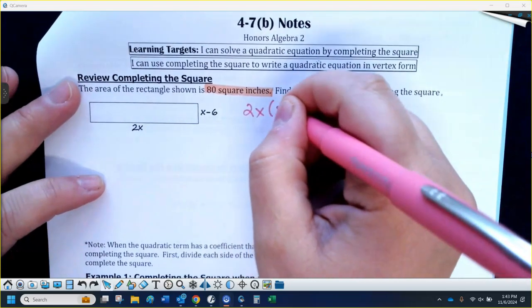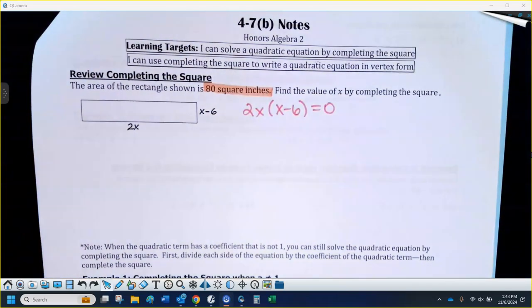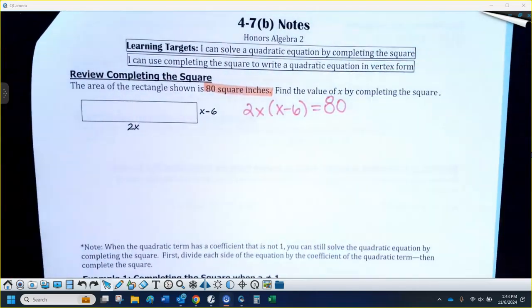Good deal. Okay, 2x times x minus 6 equals 80, right? Just like length times width. I could reverse that, but that's probably the best way to write that. I don't know why I just put 0, pretend I put 80.